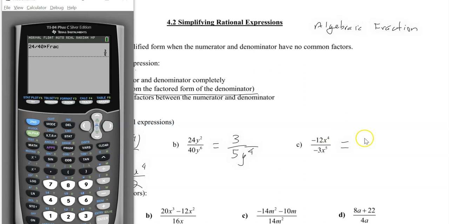Negative 12 divided by negative 3 is positive 4. Now we see the power that's bigger is a 5th, and it's 1 bigger than that. So negative 12 divided by negative 3 is positive 4. X to the 5th is 1 more than x to the 4th. You just put an x, you don't need the 1. You don't need to show the 1.